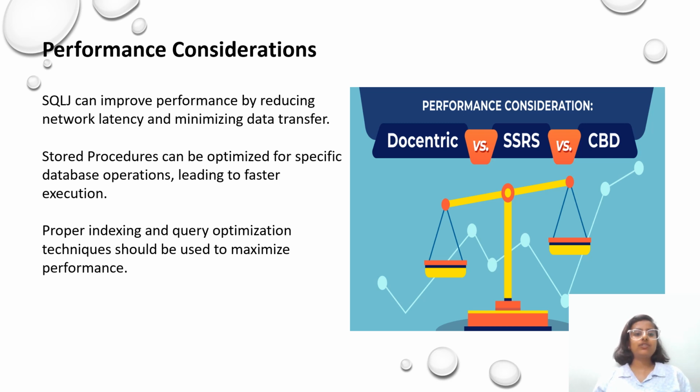Next is performance considerations. SQLJ can improve performance by reducing network latency and minimizing data transfer. Stored procedures can be optimized for specific database operations, leading to faster execution. Proper indexing and query optimization techniques should be used to maximize performance. Performance considerations include improving latency, like network latency, when transferring data from one database to another database.